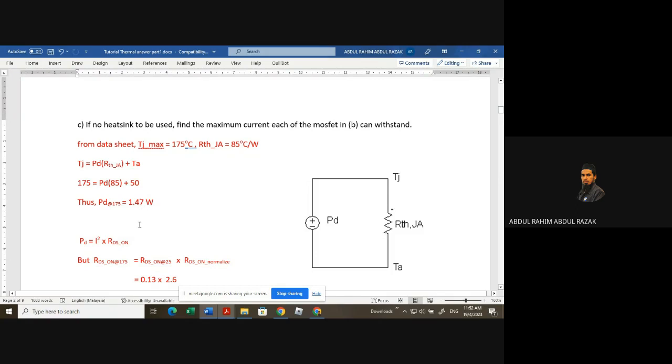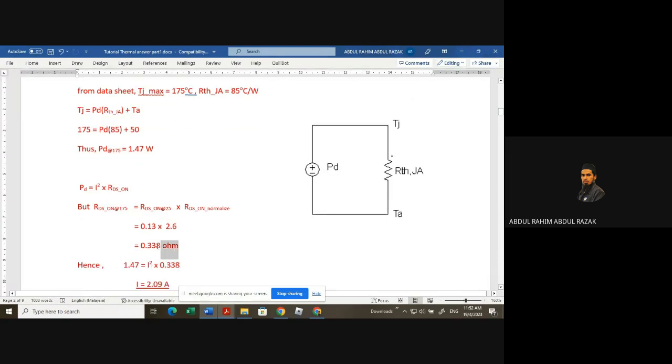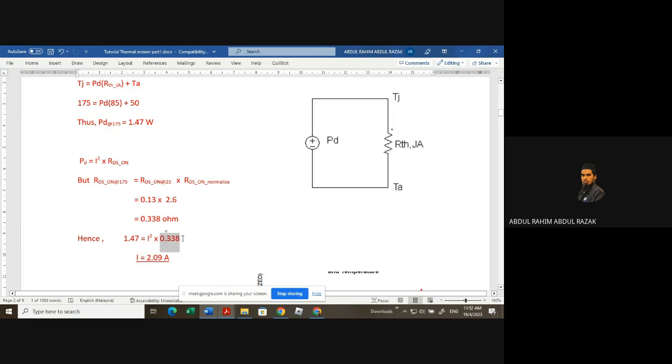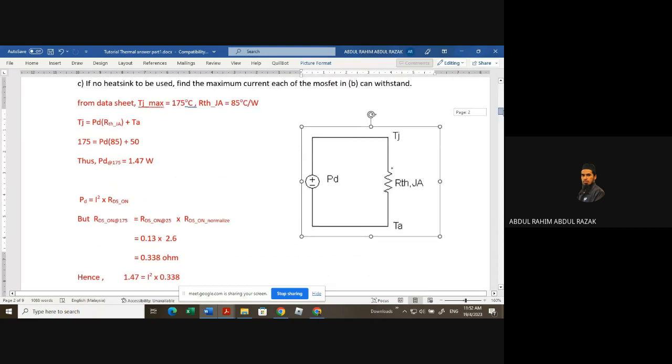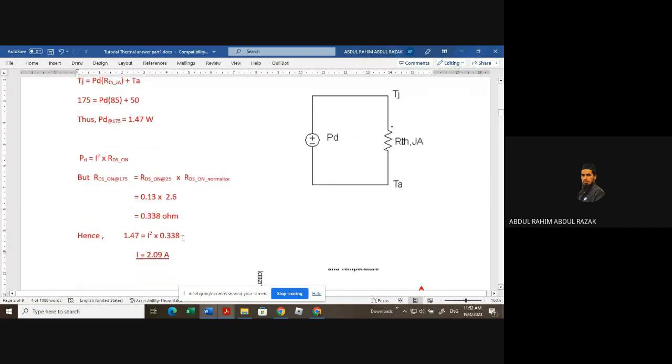So from this PD, this PD also depends on the RDS on and the current that flows. RDS on we have calculated, the value is 0.338 ohm. So how much is the current at this PD? PD equals current squared times RDS on at 175 degrees. You solve the equation and you get the maximum current you can apply to the switch if there is no heat sink used. Only 2.09 ampere.